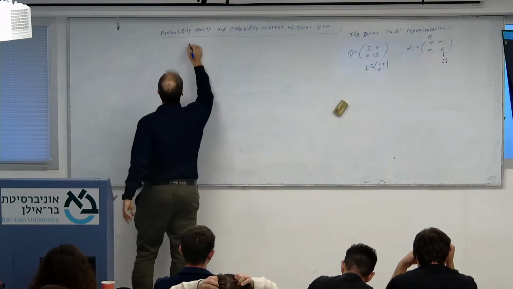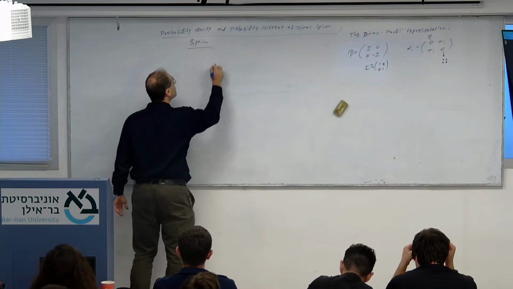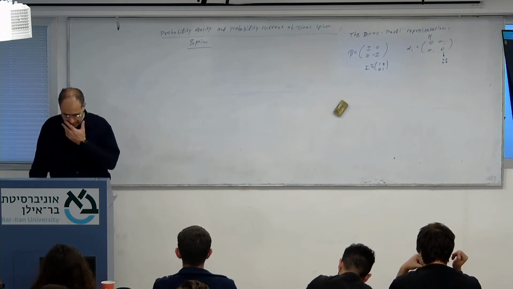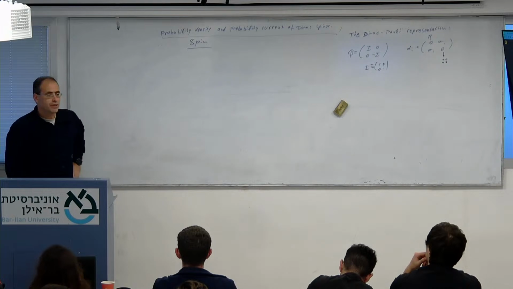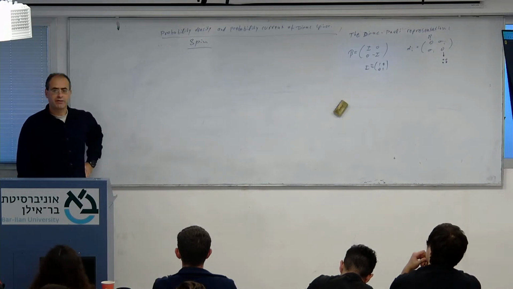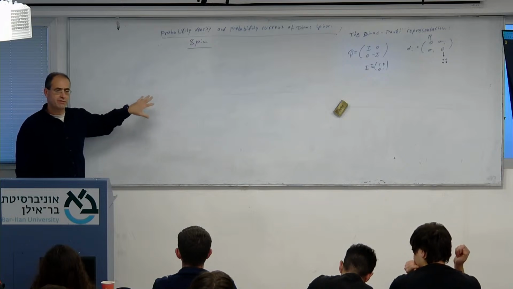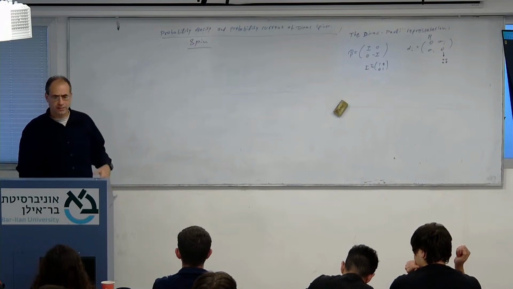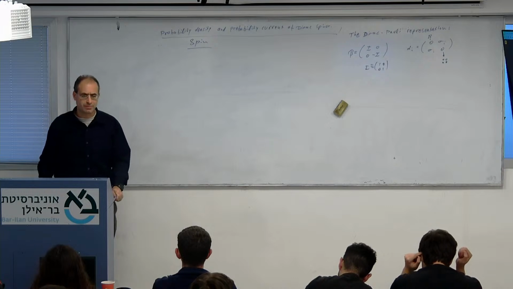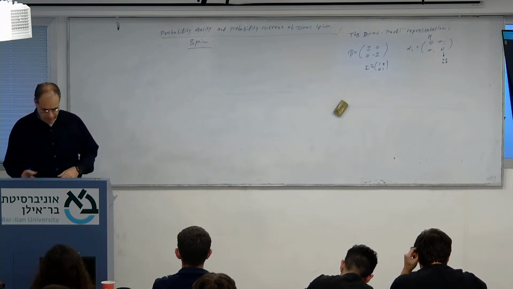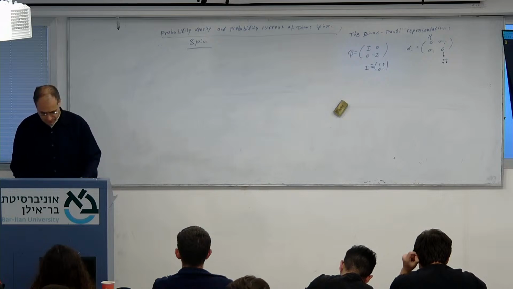Spin. Now the claim is that the Dirac equation is describing spin half particles intrinsically. Every particle that obeys the Dirac equation will have spin half. That's why it's so central. Essentially, all fermions are described like that.